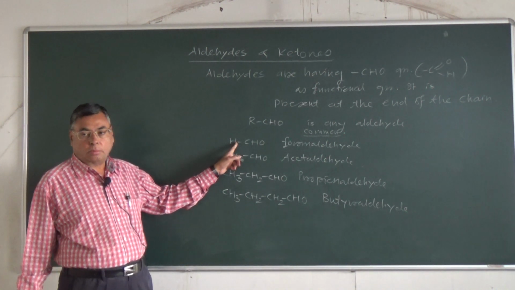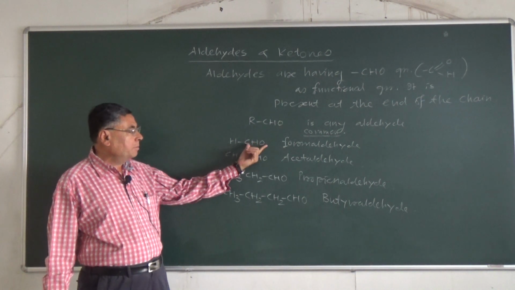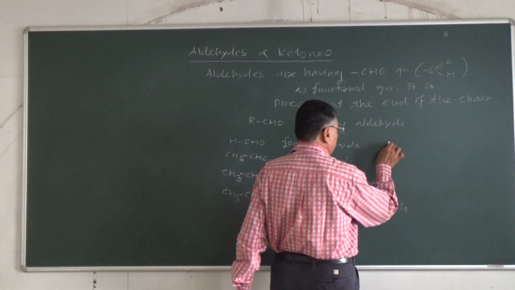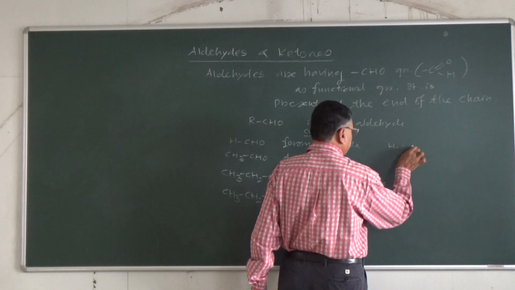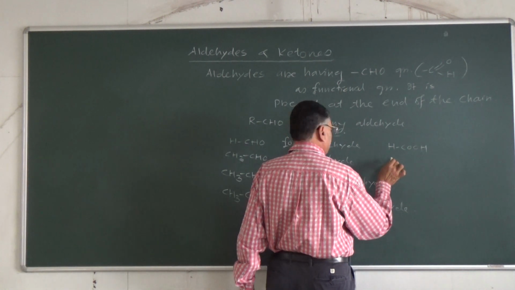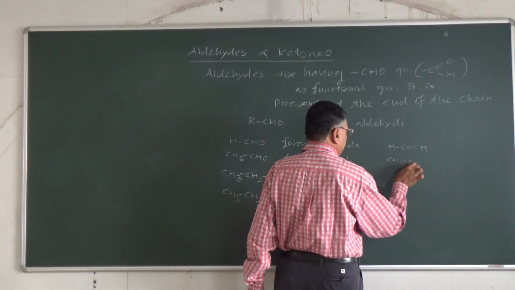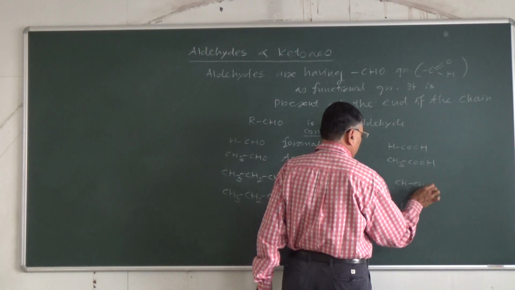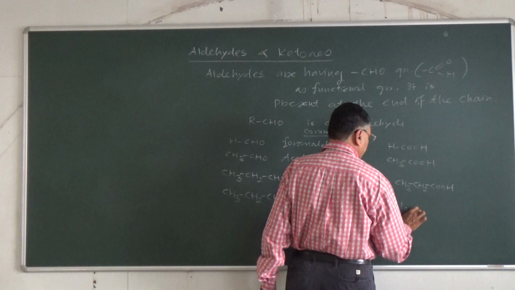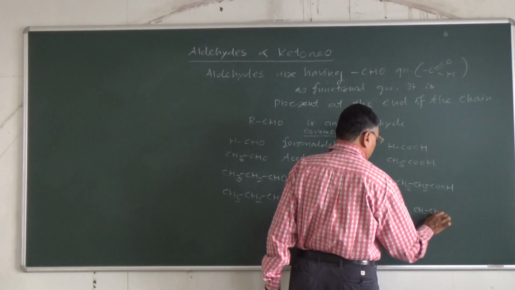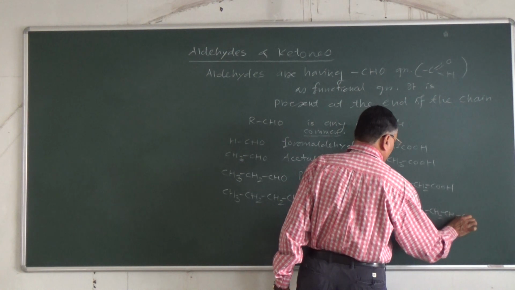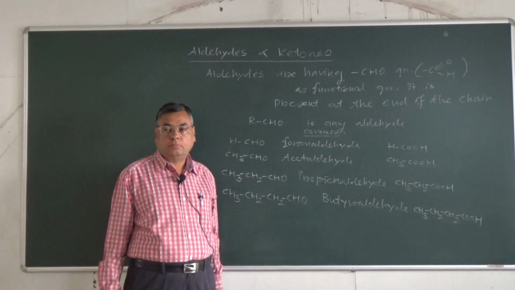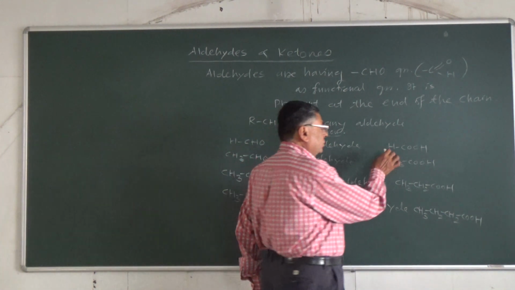We already studied in the chapter of alcohols. So aldehyde group can be converted into acid group on oxidation. CHO group is converted to COOH. So this formaldehyde corresponding acid is HCOOH, and CH3CHO corresponding acid is CH3COOH. Here corresponding acid is CH3CH2COOH, and here corresponding acid is CH3CH2CH2COOH, and so on. All these aldehydes on oxidation give these acids.